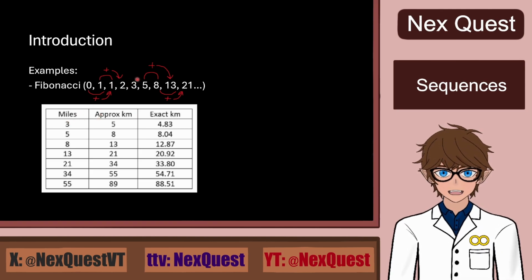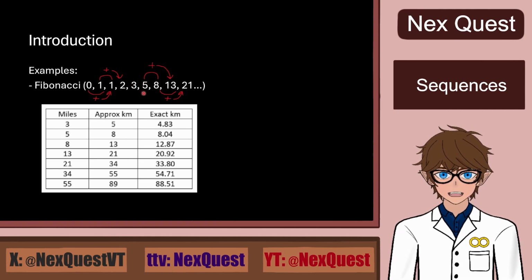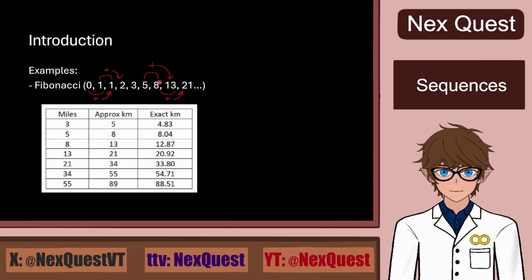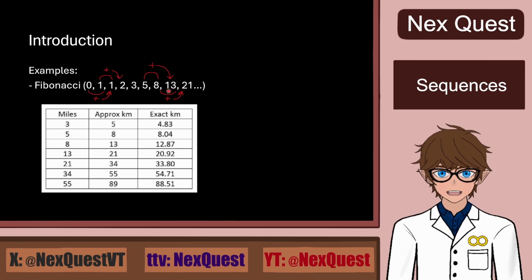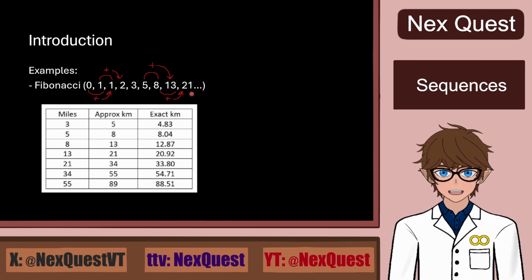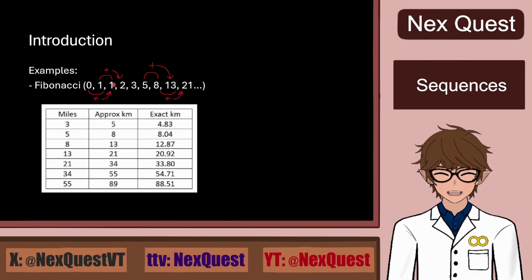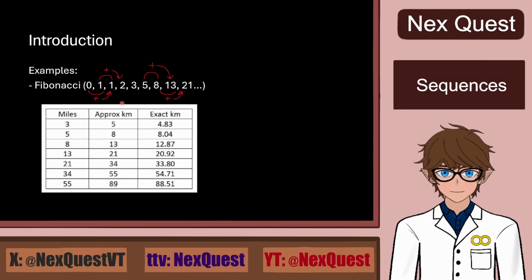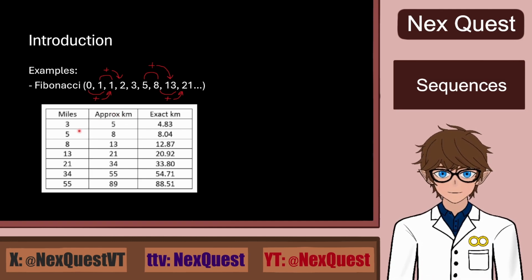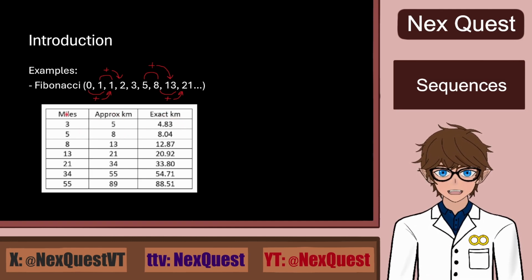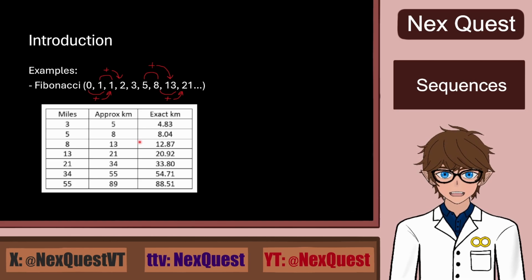3 miles is approximately 5 kilometers. 5 miles is approximately 8 kilometers. 8 miles is approximately 13 kilometers, and so on and so on. You can also do it on your own to check if it's true or not. It's a fun little fact. Later on, we will do more math behind the sequence itself, so you can test this for yourself. But for now, you can just see the table as a fun fact, if nothing else.